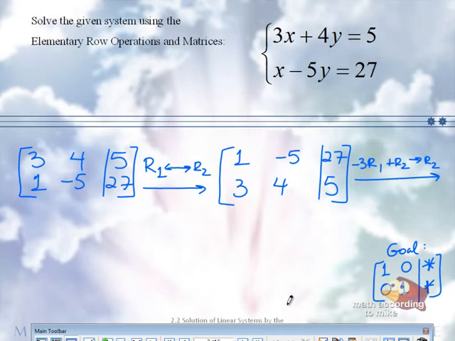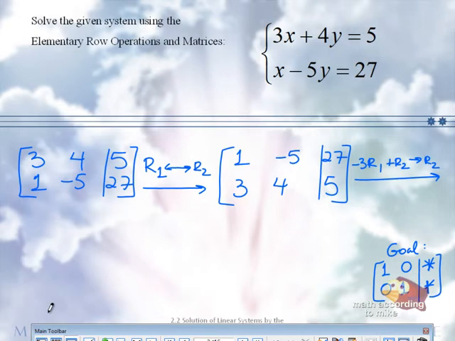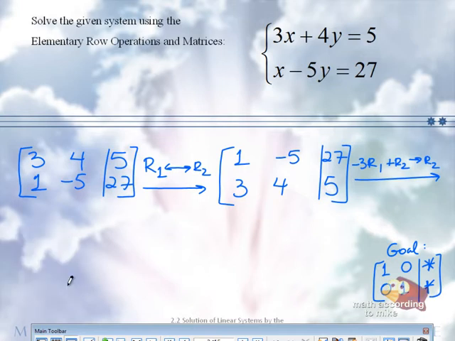Correct, the whole entire first row. What I suggest is off to the side, write down what negative 3 times the first row looks like. So negative 3 times 1 is negative 3. Negative 3 times negative 5, positive 15. Negative 3 times 27, negative 81. Questions on those black numbers there?